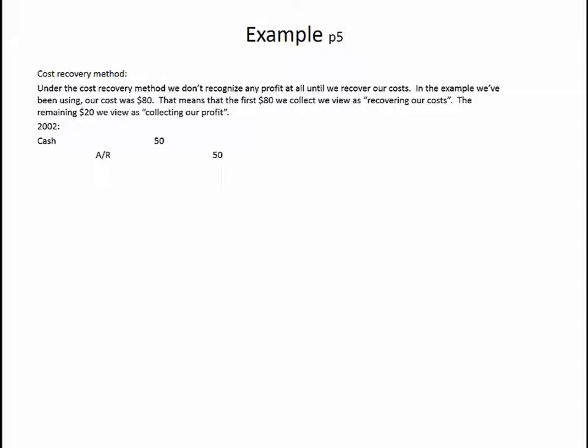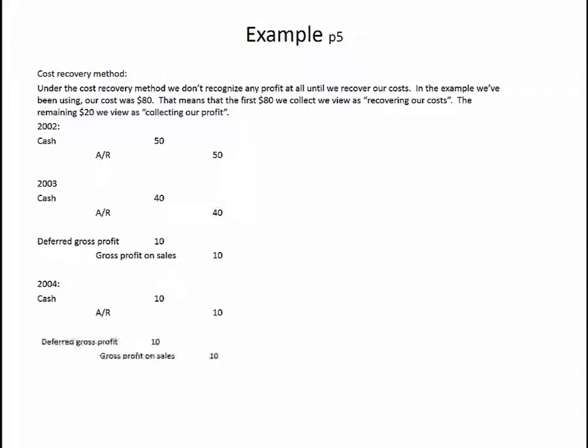So in the first year, 2002, when we collect that $50, we haven't yet recovered our costs. Again, our cost of goods sold was $80. We've only collected $50, so we still haven't recovered our costs, so we're not going to recognize any profit. In 2003, we collect another $40. So now, our total collections are $90, which means we've recovered our $80 cost, plus we've collected $10 of that profit. Finally, in 2004, we collect the last $10. We recovered all of our costs last year, which means that now we're simply collecting the profit.